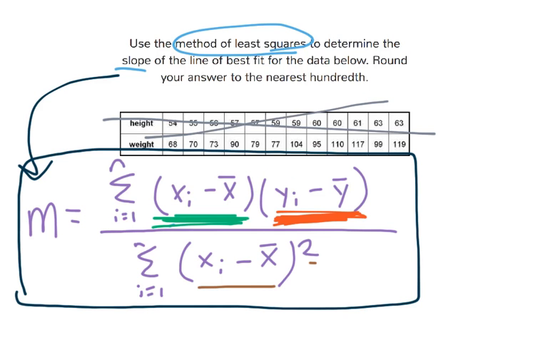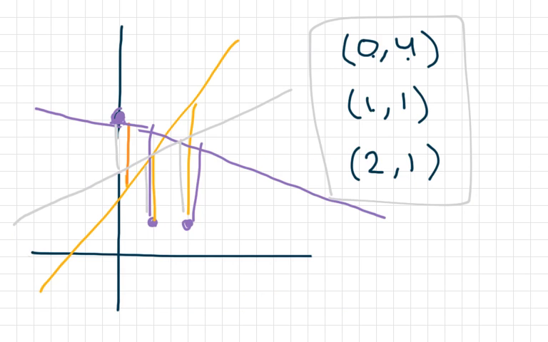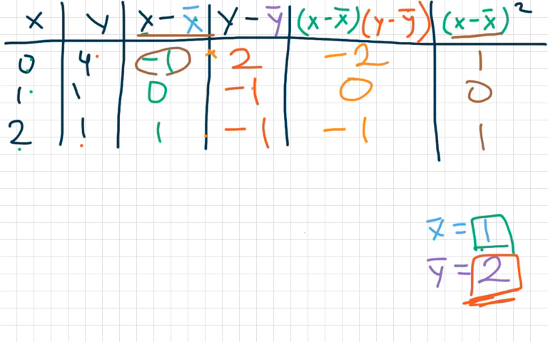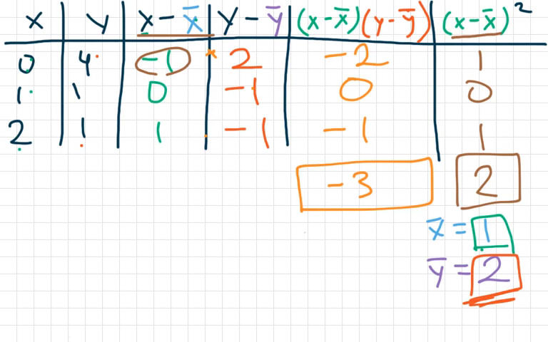Our formula says we need to take the sum of all of this. We need to sum up all of these values, and we need to sum up all the values we got in that column as well. So let's go ahead and sum up these. Right here, negative 2 plus 0 plus negative 1. The sum of those is going to be negative 3. And then over here, 1 plus 0 plus 1, the sum of those is going to be 2.